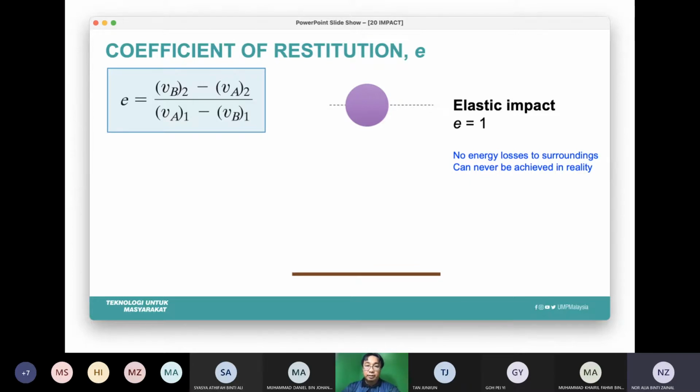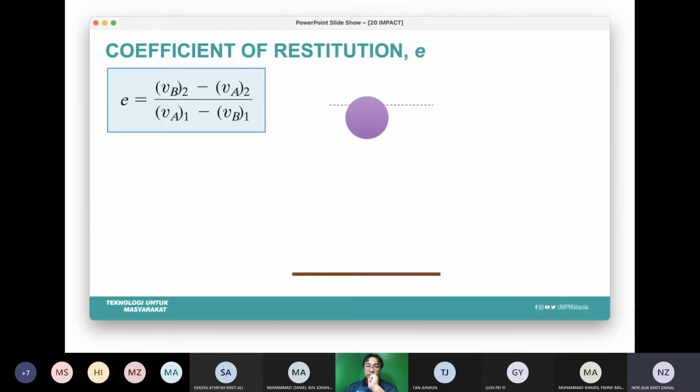yang menyebabkan dia tak boleh return to the same height yang you drop tadi. So this elastic impact is never happen in reality lah. But just to show you that if the ball rebound to its original height yang mana dia drop tadi, so this is called as elastic impact ataupun purely elastic impact.